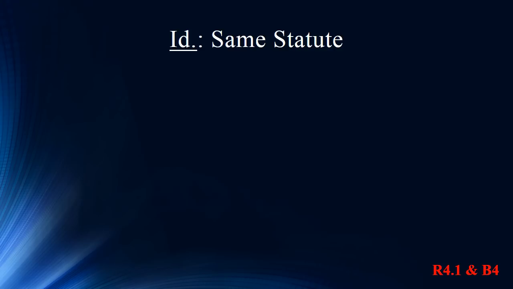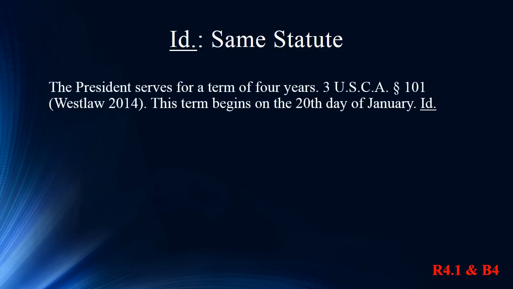Let's take a look at this federal statute example. The information that the President serves for a term of 4 years is located in 3 U.S.C.A. Section 101. The paraphrased information that the term begins on January 20th is also located in that statute and section, so we can use id. Because Section 101 is the immediately preceding authority, we only need to use id to show we are referring to the same authority.